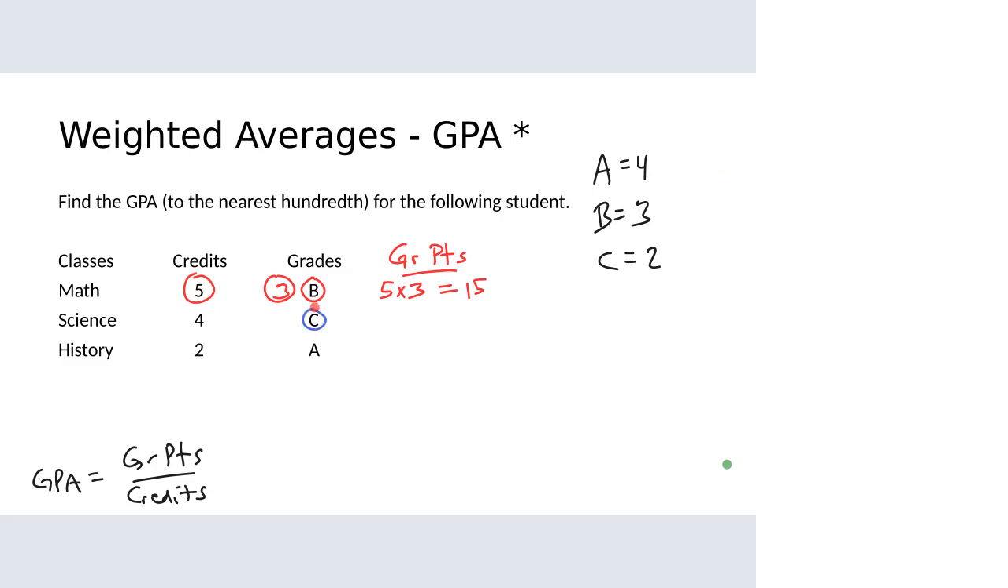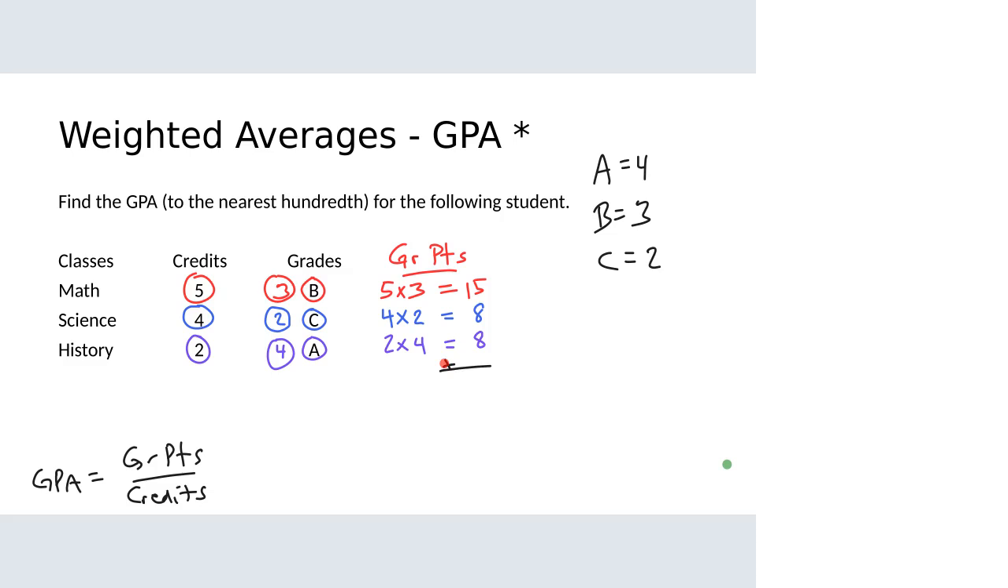And then this C here is 2 grade points per credit. So 4 credits, 2 grade points per credit. So that's 4 times 2 is 8 grade points for that science class. And then finally, this A in history. This A is worth 4 points per credit, 2 credits, 4 points per credit. That's 2 times 4, that's 8 grade points for that history class. And then we'll add these together to get the total number of grade points.